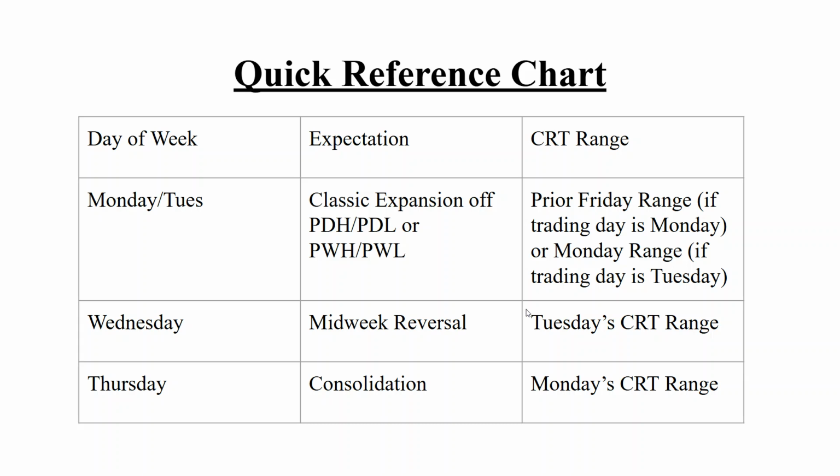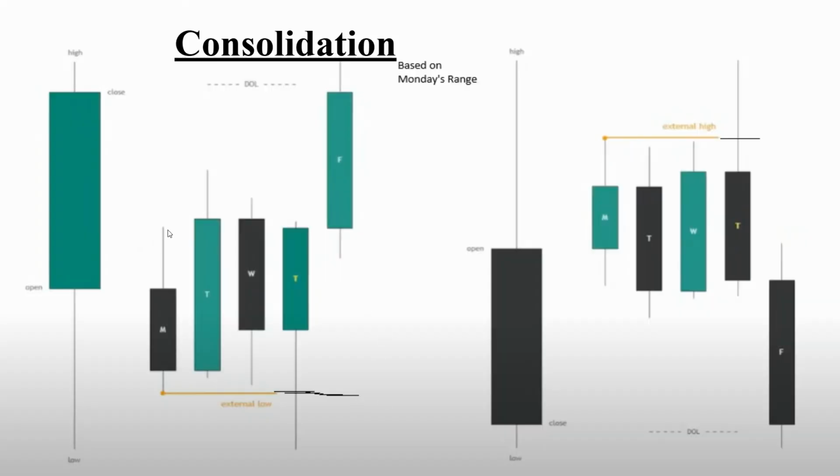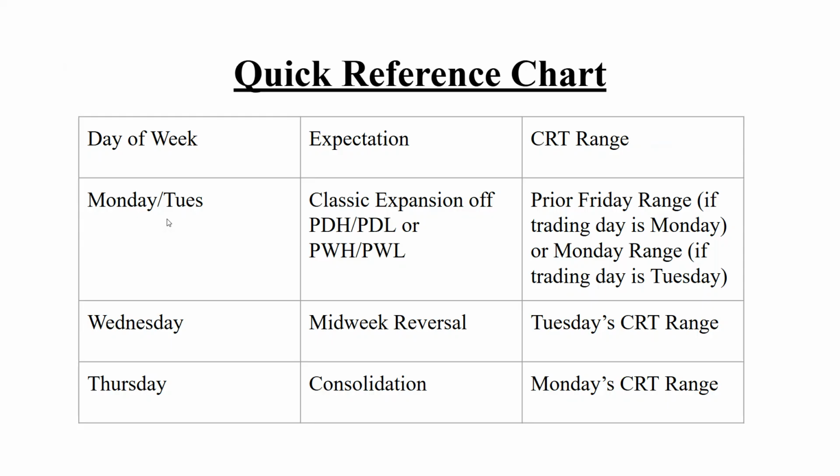Okay, and then for consolidation on Thursday, that's going to be framed off Monday's range. So obviously, Monday's high, Monday's low. That's all you're looking for, is those key price levels. So this chart lets you know the price levels of the daily high and low that you're looking for. This will be Friday. So again, Monday's level is based on Friday. Tuesday's level is based on Monday's high and low. Wednesday's level is based on Tuesday's high and low. Okay, and then Thursday is based on Monday's high and low.